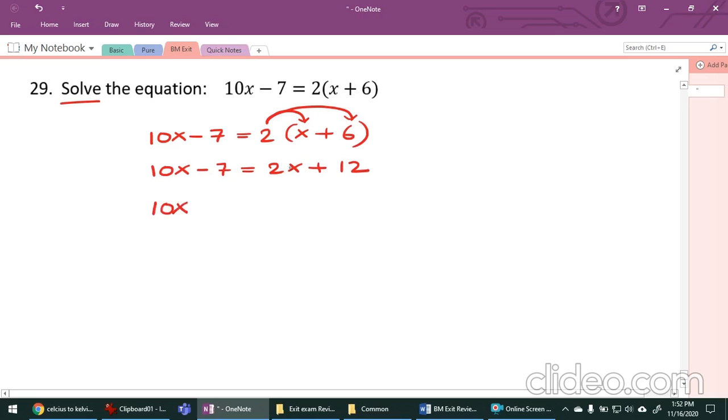This 2x will come to the left, it will become minus 2x, because you have plus 2x here. Equal to, I have number 12 here, this minus 7 will come to the right side, it will become plus 7. Okay, what is 10 minus 2? 8x, equal to, what is 12 plus 7? 19. So x equal to 19 by 8. 8 will come down. So this is the answer.